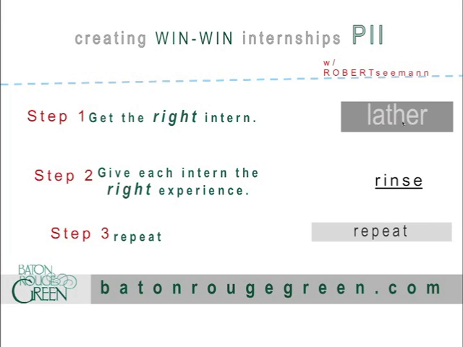All right, great. So at Baton Rouge Green, we don't have a secret formula or anything for dealing with our interns. It's basically these three steps right in front of you: get the right intern, focus on giving each intern the right experience, and simply repeat that process with every new intern. I know that seems ridiculously simple and like common sense to all you guys out there, but what I'm going to be talking about is the subtle steps in between these three main steps.